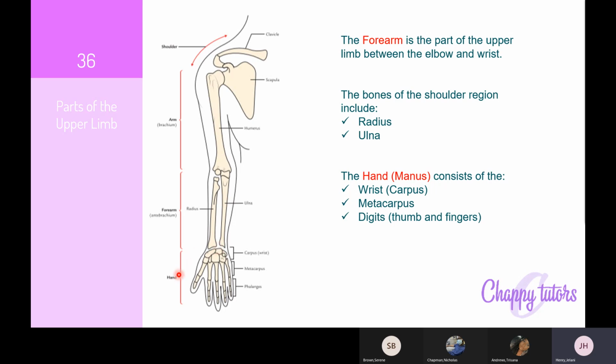Lastly, you have the hand, right? And the hand is composed of the wrist or carpus, the metacarpus, which is your palmar region, the palm, and your digits. The digits refer to your thumb and your fingers, right?